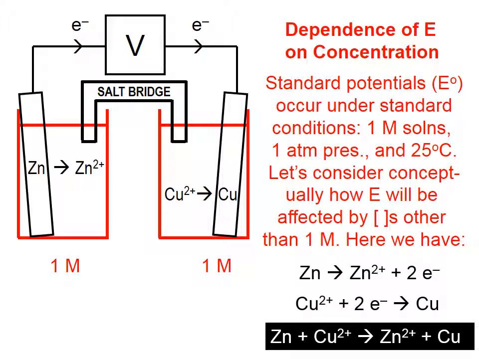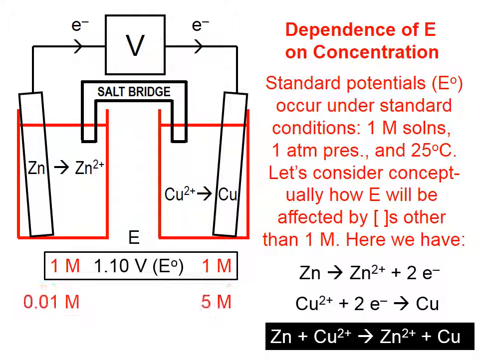Assuming we're at 25 degrees Celsius, if both of these solution concentrations are 1 molar, then the cell potential is the standard cell potential, which would be the number from the table for this copper reaction, plus the flipped number from the table for the zinc reaction. If we were to check that out, we would get this number that's shown below the setup, 1.10 volts.